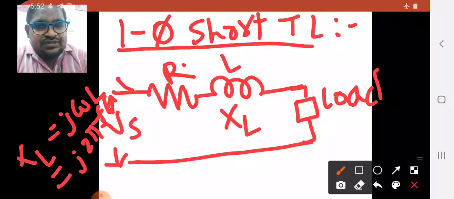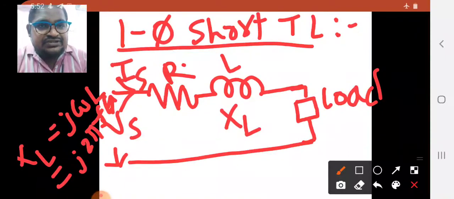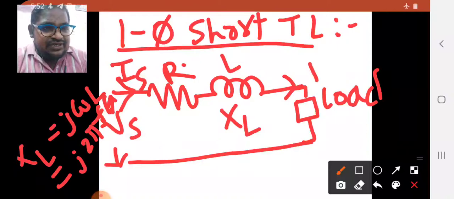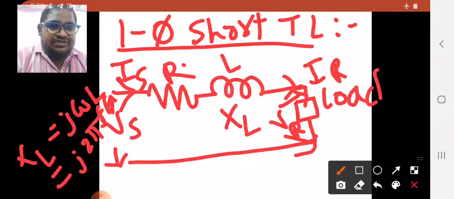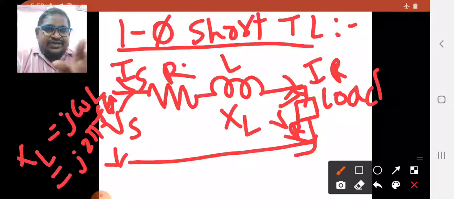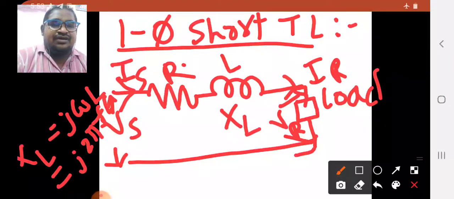Let us assume this is sending end current Is, and here it is receiving end current IR. Let the voltage here be receiving end voltage VR. You can observe that this is a simple series circuit, so all elements are connected in series, therefore the current in all elements is the same. The sending end current is equal to the receiving end current, that is equal to I.